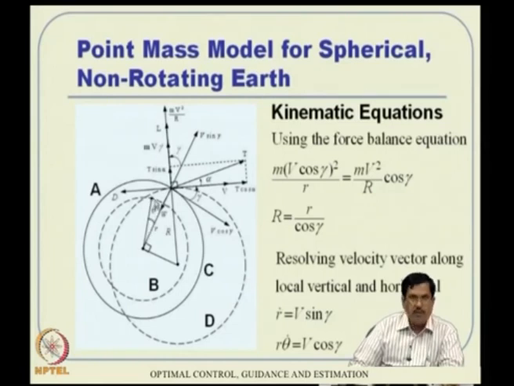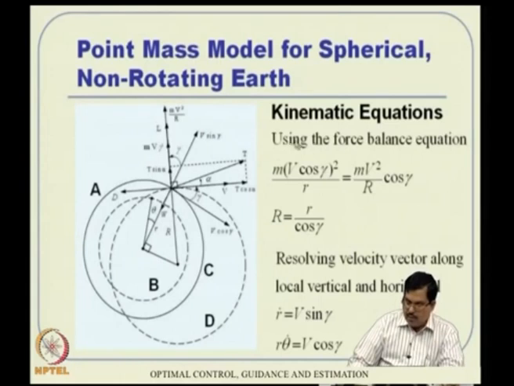Let us say this is the launch point about which we want to calculate how much range angle you have covered. Theta is called the range angle. The actual range is on the surface of Earth. If you multiply theta with the radius of Earth, R_e, you will get the actual downrange on the curvature of the Earth.